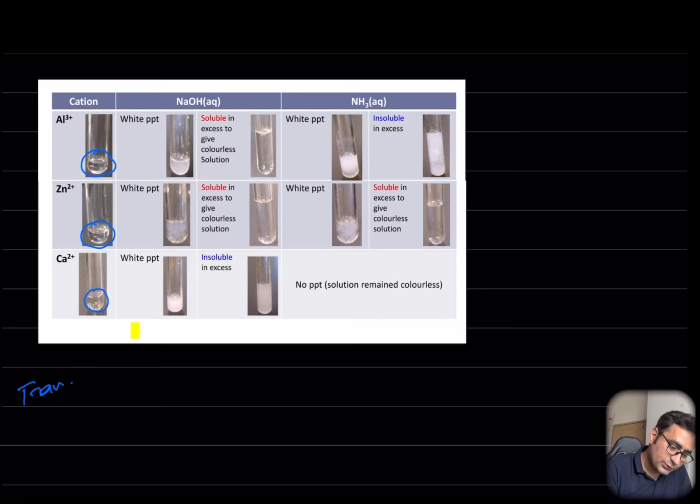And if you add sodium hydroxide, a few drops, you can see white precipitate in all these three ions. But with excess sodium hydroxide, the precipitates of aluminum and zinc dissolve, but the precipitate of calcium does not dissolve. In NH3 aqueous, again you are seeing this white PPT insoluble. This is a positive test for aluminum 3 positive. If the precipitate dissolves, it shows this is going to be zinc 2 positive, and calcium 2 positive does not react with NH3 aqueous.